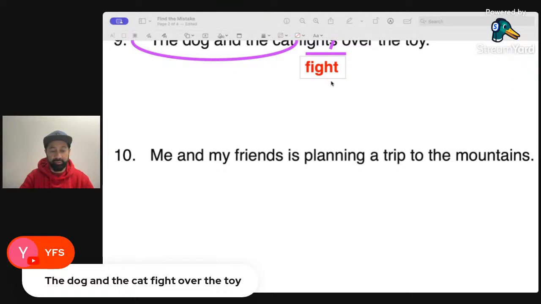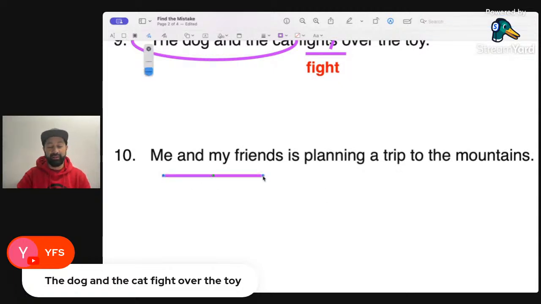What is the correct answer for this one here? If it's incorrect, there are a couple of things I would change. First of all, we've got our subject, me and my friends. We need to make sure that our verb is matching, and is does not match. So I need to put are here. Me and my friends are planning a trip to the mountains.